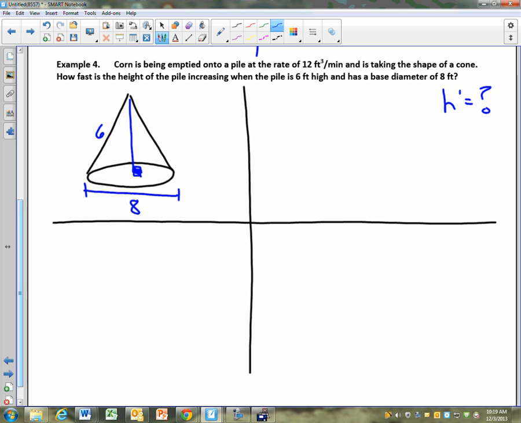Volume of a cone. Volume of a cone is equal to 1/3 pi r squared times the height. We know v prime. What's v prime? 12. We know the current height is what? 6. And we know the current radius is 4. So we have some pieces that we know.